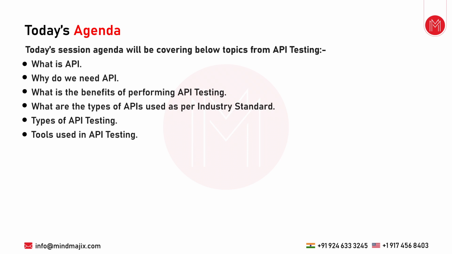Then we have the fourth point: what are the types of APIs used per the industry standard? Because in the IT industry there are types of APIs which are being used. Many of them are old, many of them are new, and as you all know, in the IT industry we are very persistent about changes. Every hour, every second, new technologies are coming. Every day, new tools, new learnings would be there. So based upon that, I would be taking you through the different types of APIs.